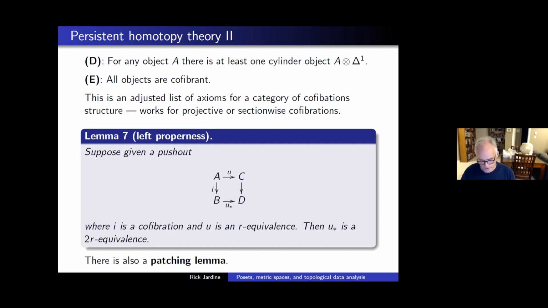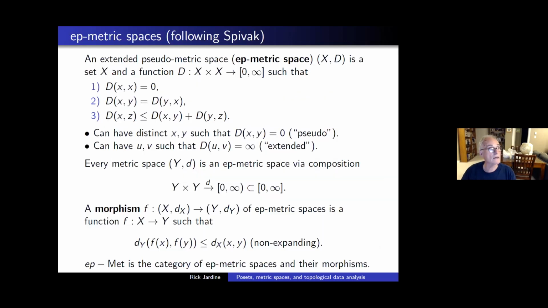Now, this is all very nice, but maybe we started out the theory in the wrong place. Let me show you how to change that a bit. I'm talking about metric spaces, but if you look at Spivak's preprint on simplicial fuzzy sets, which I think is 10 years old now, he talks about these extended pseudo-metric spaces. And I'm just going to call them EP metric spaces because I don't want to say extended pseudo every time, okay?